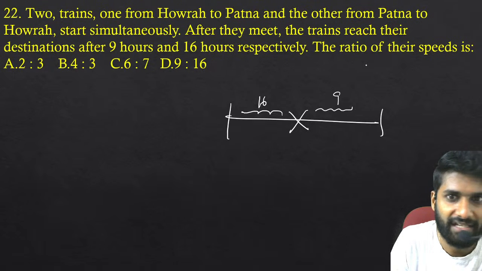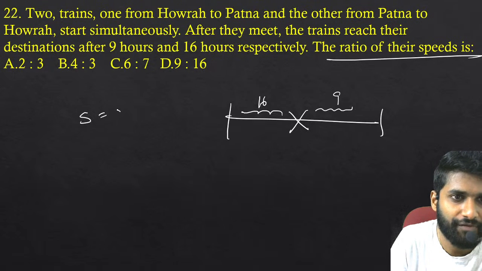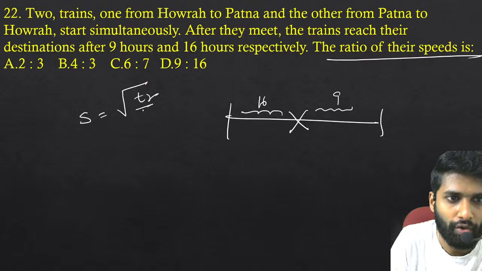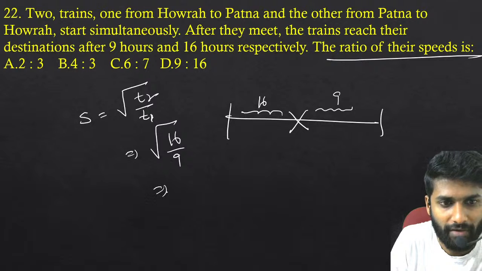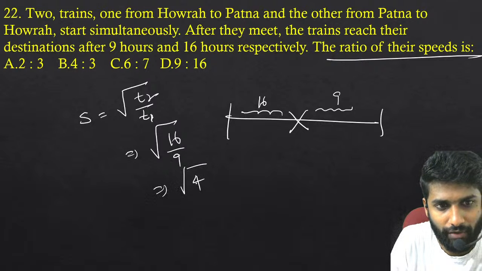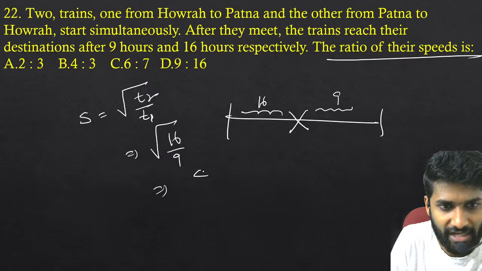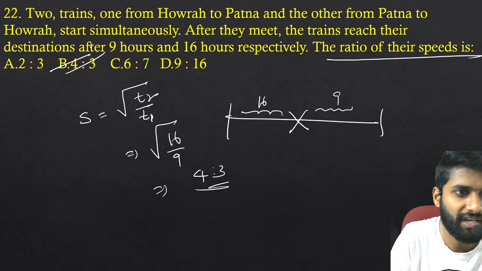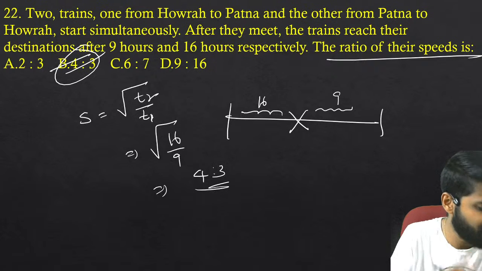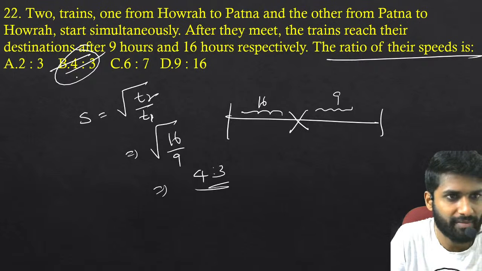Now, what I mentioned is that the ratio of speeds is exactly equal to root T2 by root T1. So the answer is root 16 by root 9, which is root 4 squared, so the ratio becomes exactly 4:3. That's why each and every concept is important. So 4:3 is the correct answer.